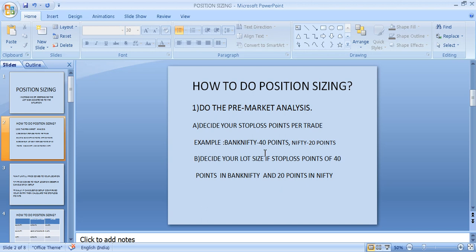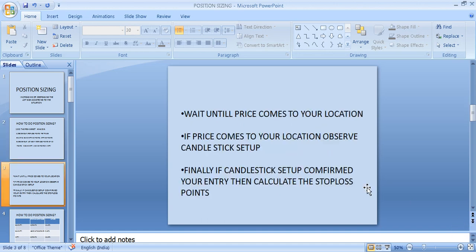So now you know that my stop loss points are 40 points in Bank Nifty and 20 points in Nifty. This is my stop loss triggering area. So now decide your lot size, if stop loss points are 40 points and 20 points in Nifty. Okay, decide your lot size. Don't get confused with these statements. I will explain very clearly in this video.